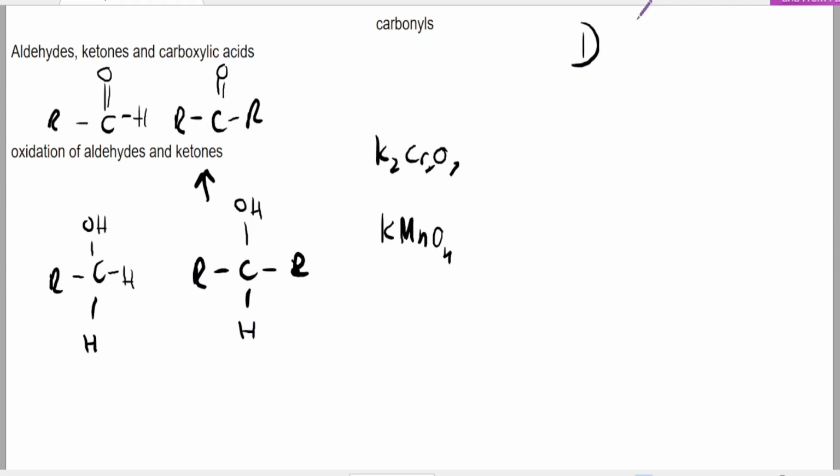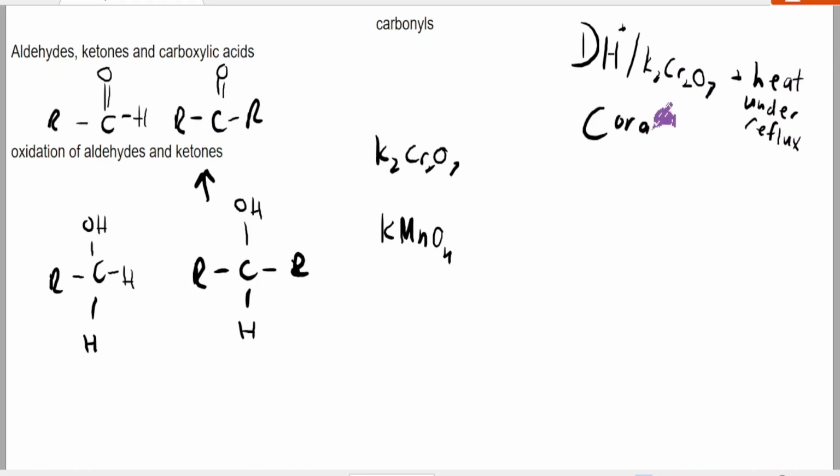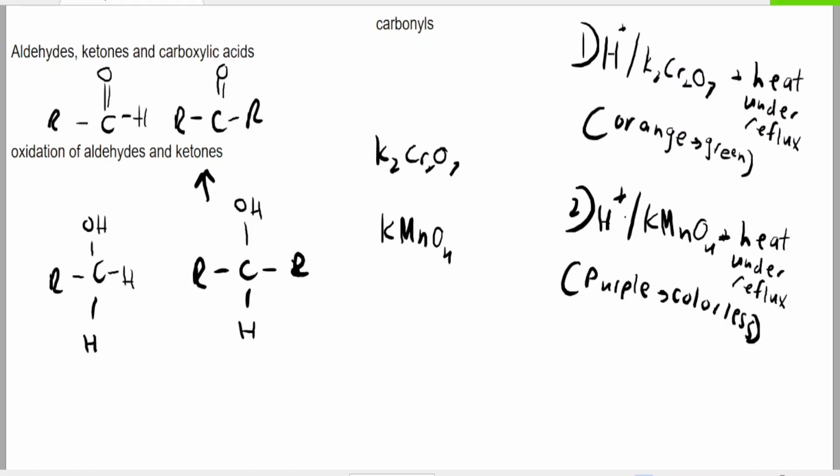So the first one is obviously acidified K2Cr2O7, and you heat under reflux. And the color change that you get from K2Cr2O7 is orange initially to green. Now the second reagent is the more popular one, KMnO4, which is also acidified, and you also heat under reflux to oxidize these aldehydes and ketones. And the color change that you'll see is initially purple and then colorless.